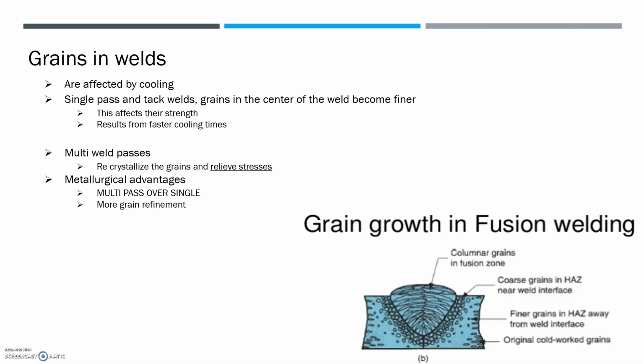The grains in welds are affected by cooling the same as steels. Single pass and tack welds have finer grains in the center from faster cooling times, and multi-pass welds recrystallize grains and relieve stresses. Figure 7, page 23 in your book shows grain structure in multi-pass welds.